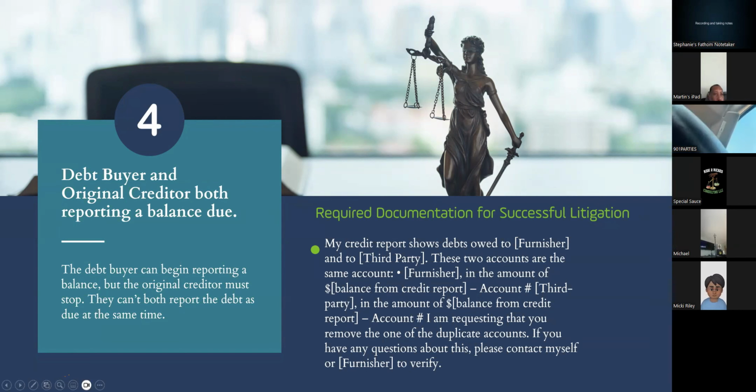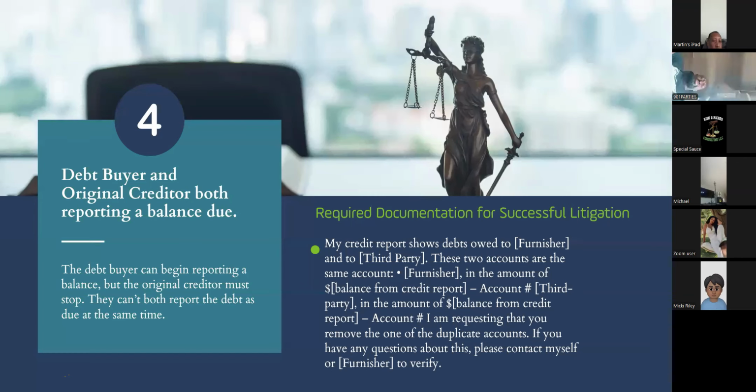So if you do have somebody like Capital One and they're reporting a balance, and then you have another trade line on there showing with LVNV Funding or Midland or Portfolio or someone like that, and they're both reporting a balance on that same account, and you can tell if it's the same account, because typically the debt buyer is going to reference who the furnisher is in there. And if they're both reporting a balance, that's absolutely a violation.